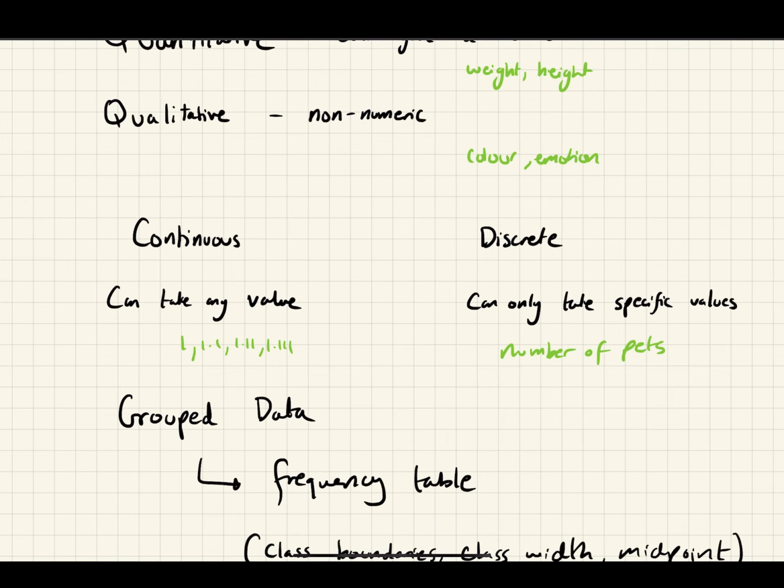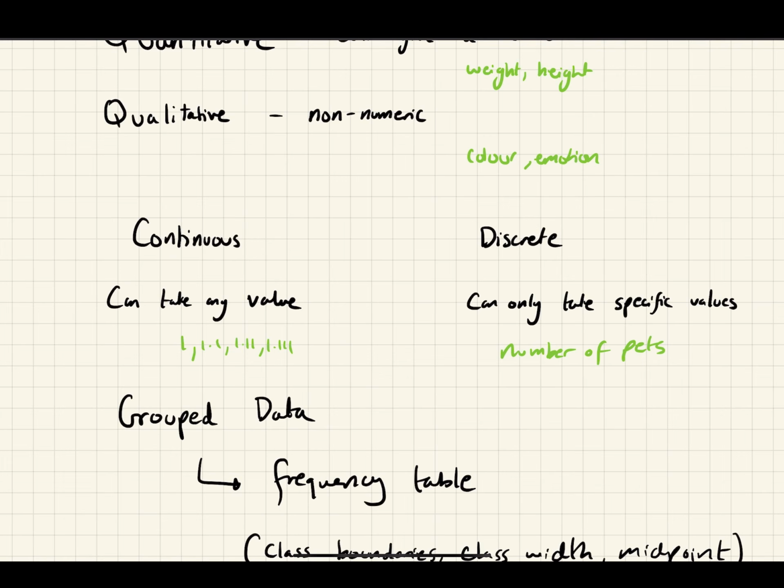For example, a continuous variable can take any value. What I mean by that is I could have run the race in 1 second, in 1.1 seconds, in 1.11 seconds, and so on. Or my weight might be 5 kilograms, it might be 5.2 kilograms, 5.25 kilograms, I could go on and on. So a continuous variable is anything that can take any value in between. It doesn't really matter what value it takes, it can take any value in between a time period.